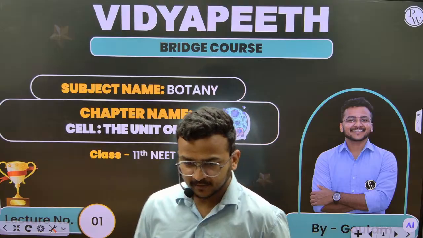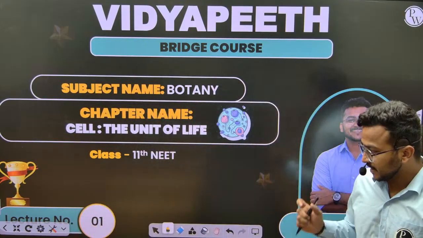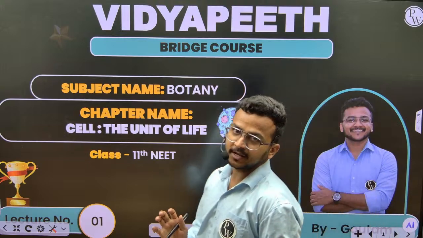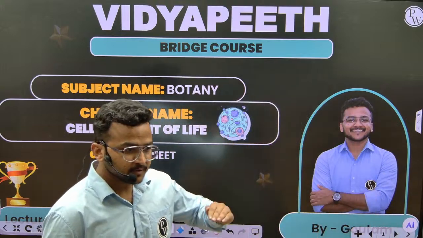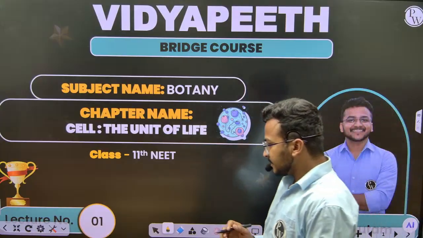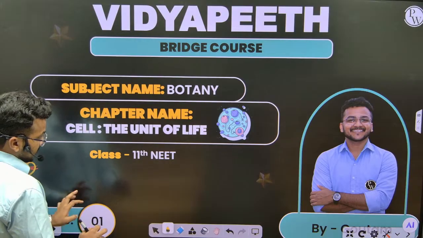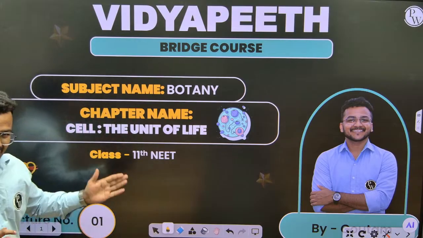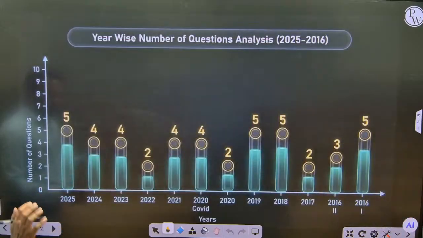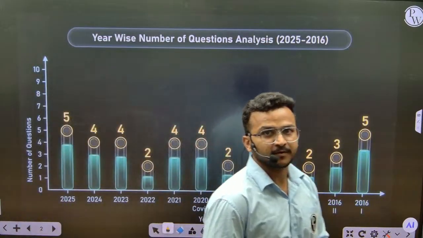So I am going to start now with the basic chapter, which we call cell. This is the basic one we will be telling. Why do we call the cell a basic unit? Because we will see that. This chapter has this much importance here.